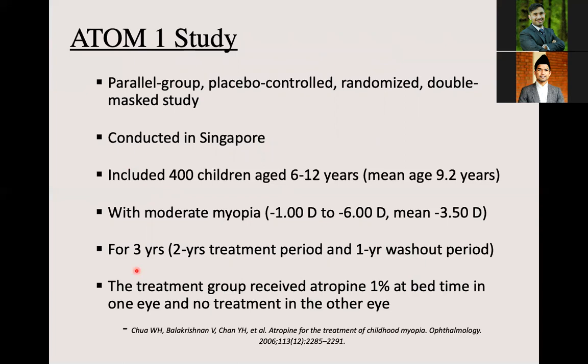It was a 3 year study, 2 years for the treatment period, that means the use of atropine, and the remaining 1 year for the washout period. Now, we stop the medicine and see whether the myopia rebounds or not, which is called the washout period. The children enrolled in the treatment group put 1% atropine at bedtime in one eye and no treatment in the other eye.